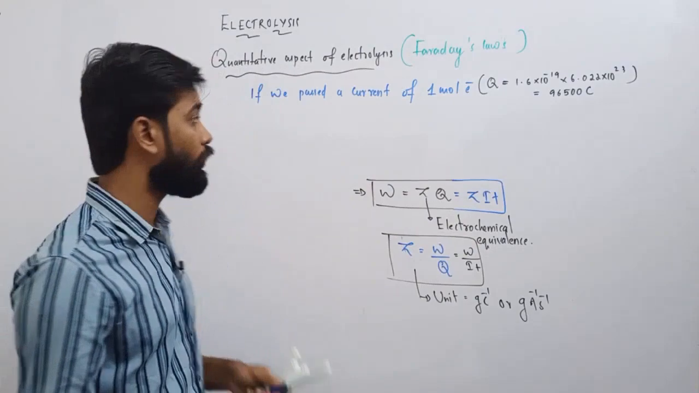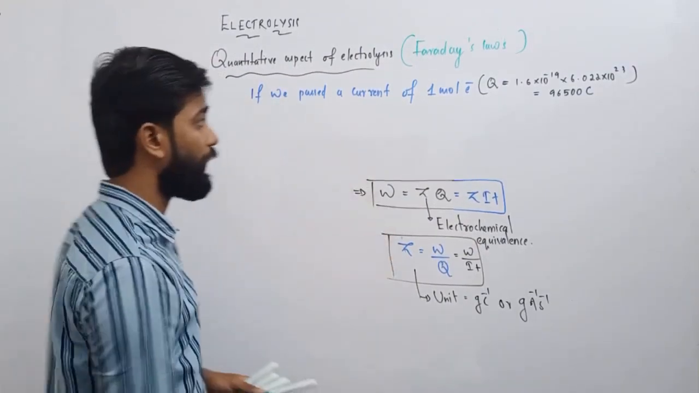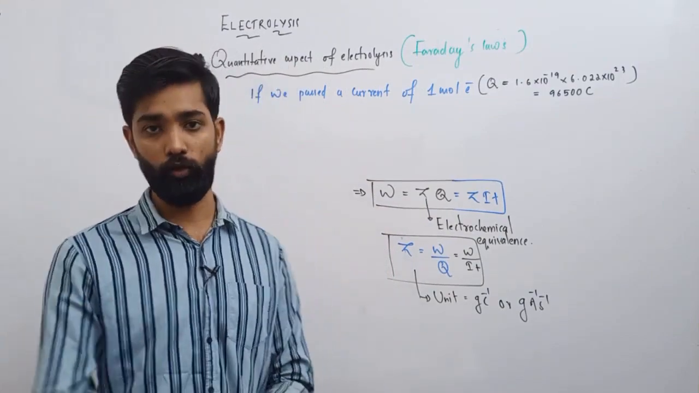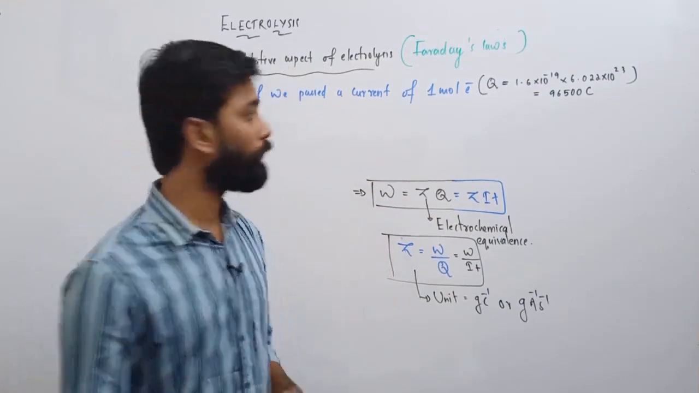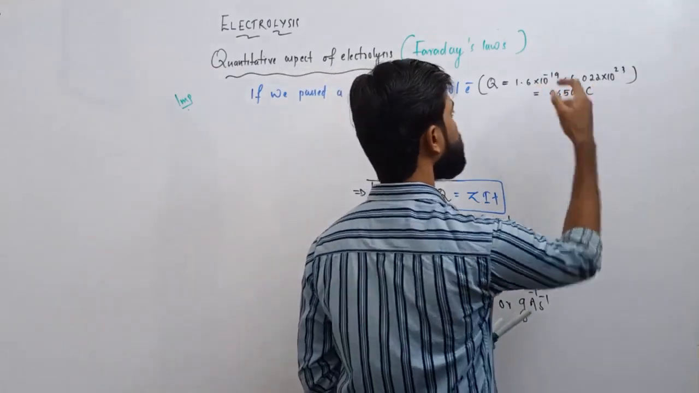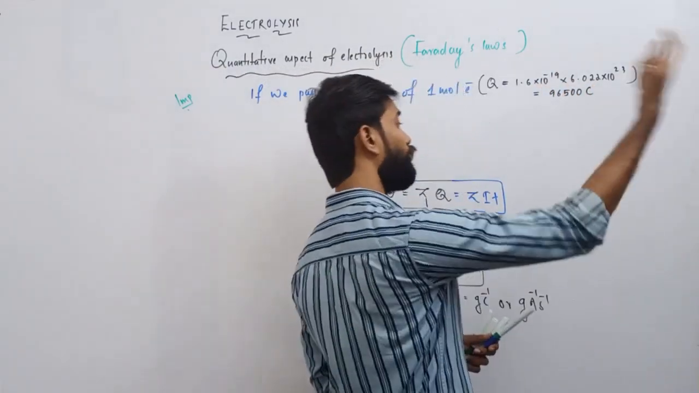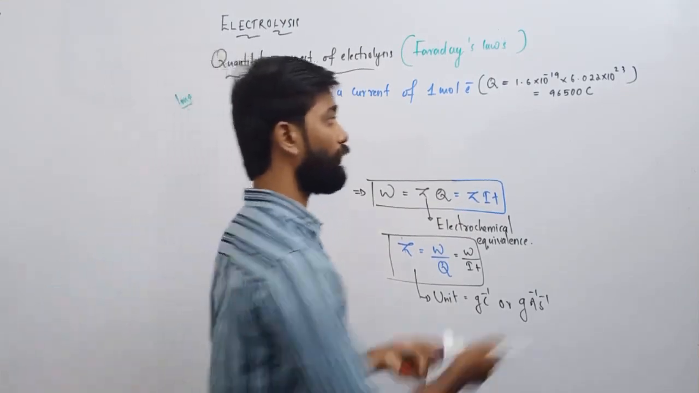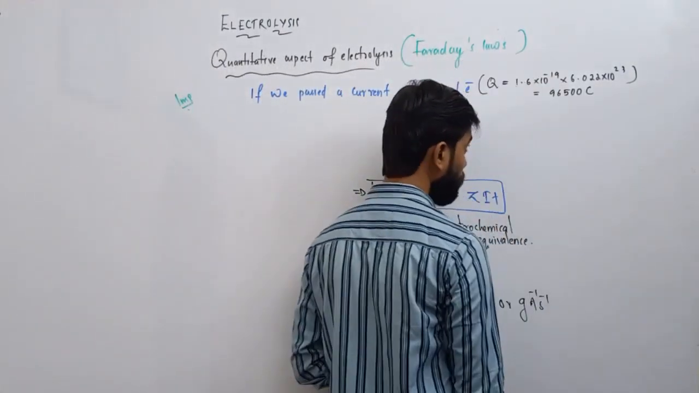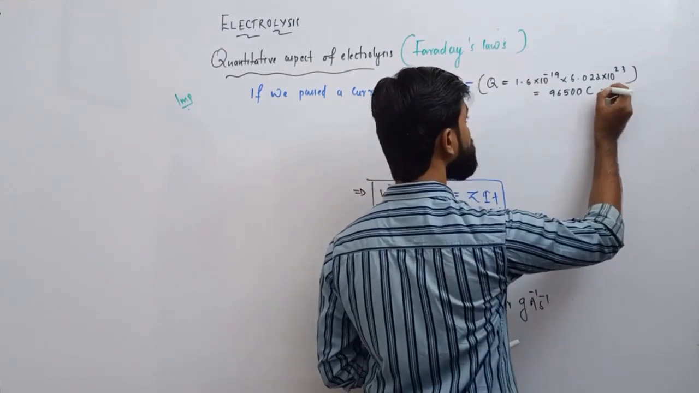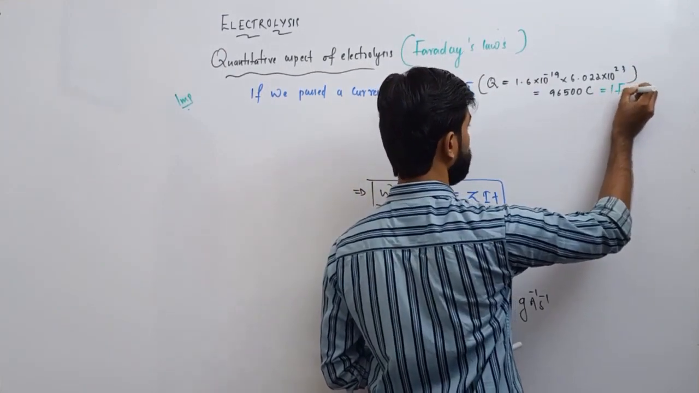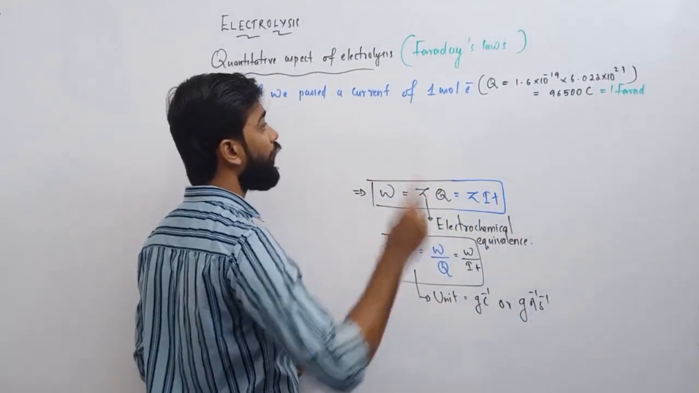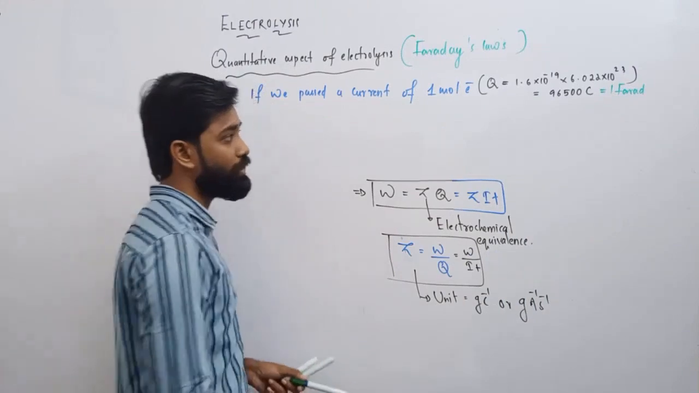So let me define an important point. If you pass an amount of electricity of charge of 1 mole of electrons, then what is that charge in coulomb? The charge in coulomb is the charge of 1 electron, that is 1.6 into 10 raised to minus 19, into Avogadro number, since it is 1 mole, and the value in coulomb will be 96500 coulomb. And this is simply defined as 1 farad.